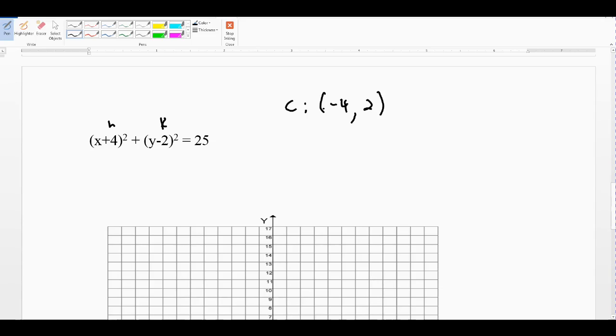Now notice also that the h is the number with the x, and the k is the number with the y. If you think about your alphabet, x comes before y, h comes before k. So h is always first. That's why in points it's always x comma y. X comes first in the alphabet. So there's no difference here. H comes before k. Change the sign, that's negative 4, and then change the sign, that's positive 2.